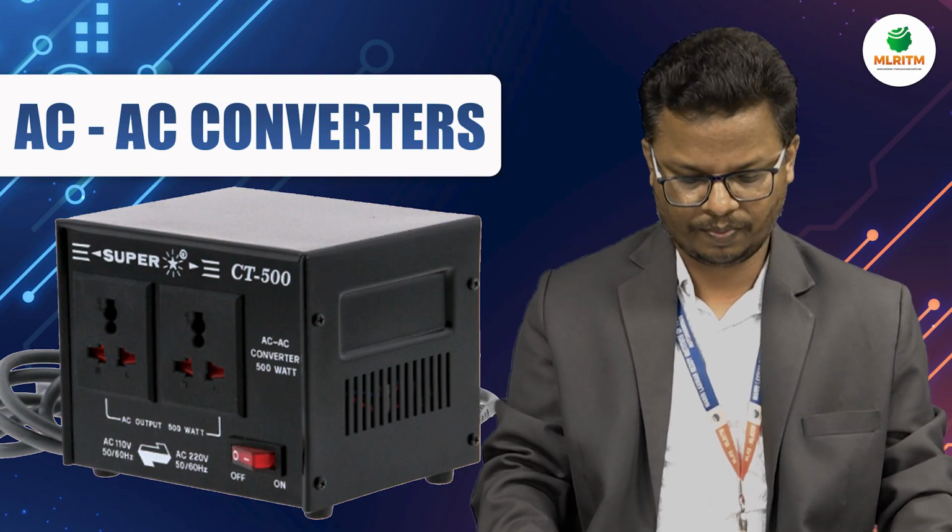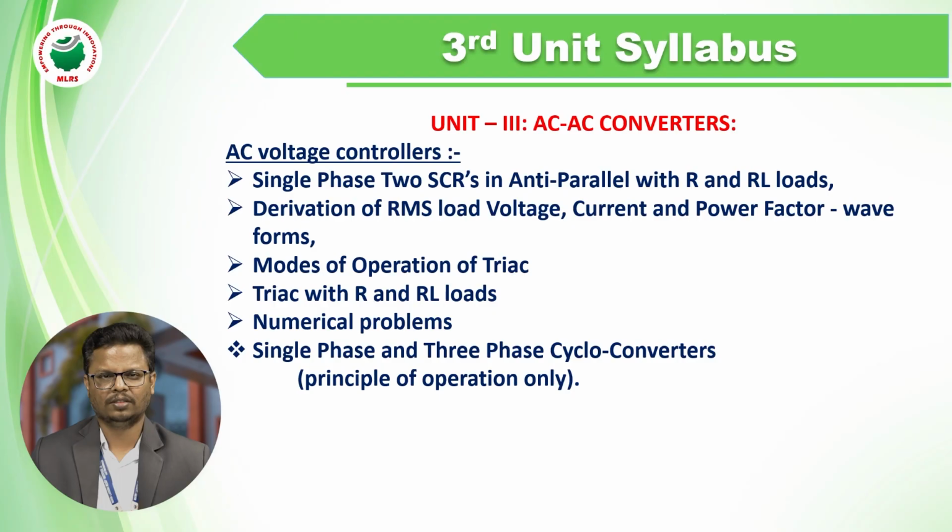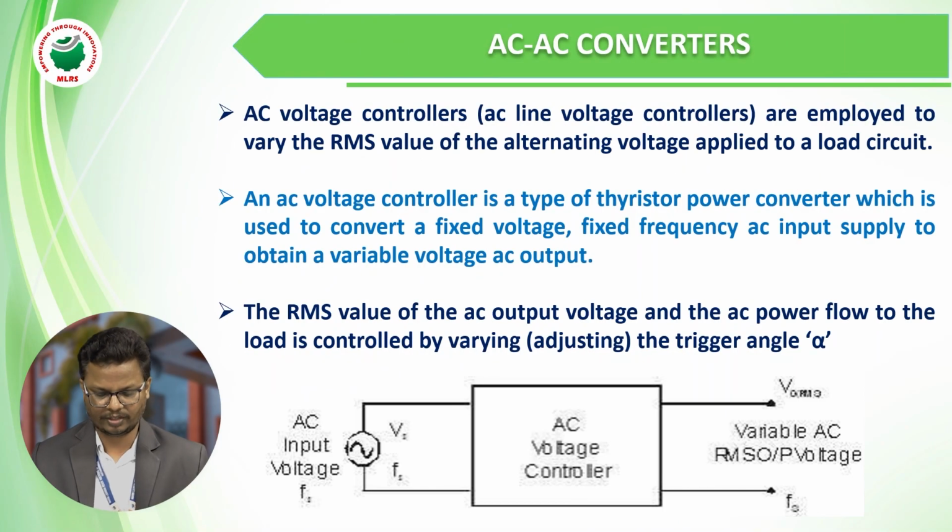This is the third unit of the syllabus for power electronics. Here we have some topics: single phase two SCRs in anti-parallel with R and RL loads, derivation of RMS load voltage, current and power factor waveforms, modes of operation of triac with R and RL loads, numerical problems, and single phase and three phase cycloconverters. But today we are going to discuss AC to AC converters only, and we will see some applications of them.